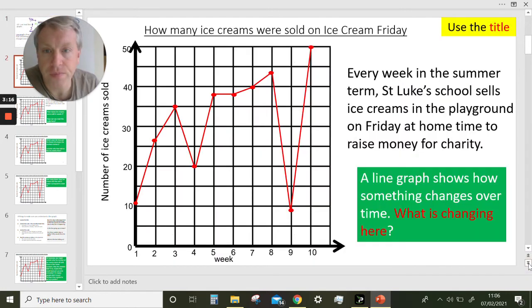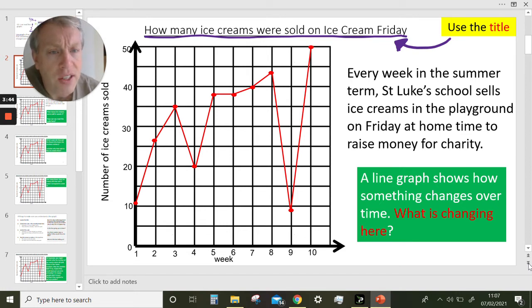Okay. So here's a line graph, and what's it all about? How do I know that? Well, the first thing I need to do is I need to use the title, don't I? A lot of children will just start looking at the lines. You should use the title. So the title, how many ice creams were sold on Ice Cream Friday? Ooh, Ice Cream Friday? Okay. We'll have some extra explanation.